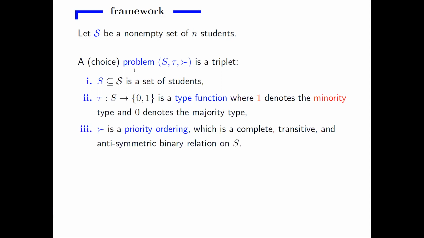Then we have a priority ordering. For the school choice, it is just exam score rankings, which is a complete, transitive and anti-symmetric binary relation over the set of students, so we do not allow any indifferences for sake of simplicity.